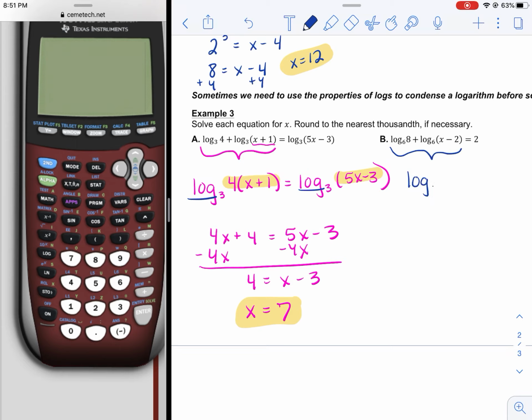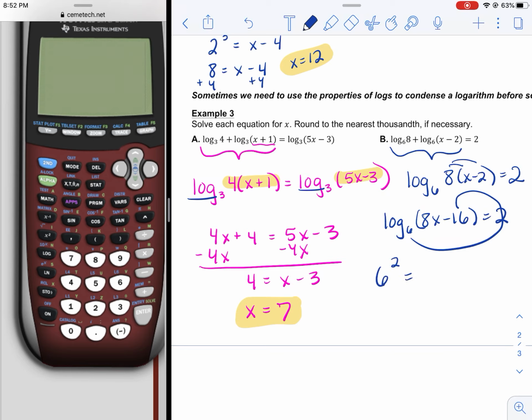So I'm going to write log base 6 of, I'm going to multiply 8 times x minus 2 equals 2. Okay, so I only have the word log written on one side. I'm going to start by distributing this 8. Log base 6 of 8x minus 16 equals 2. Now I'm going to change this to exponential form. 6 squared equals 8x minus 16. So 36 equals 8x minus 16. And then add 16 to both sides.